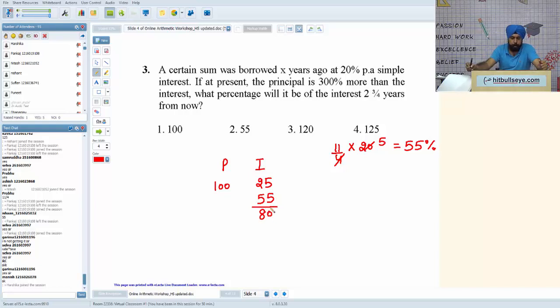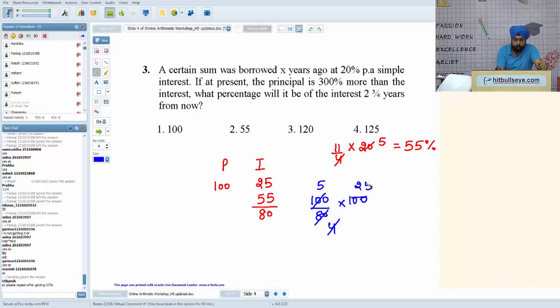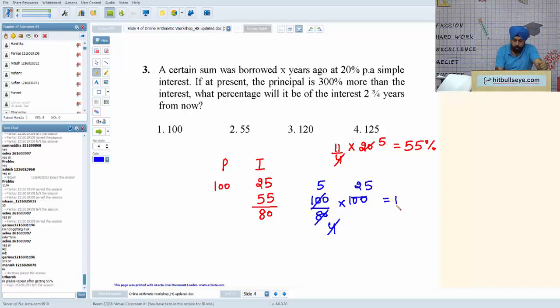So with this you have almost solved the question. Question is, principal is what percent of the interest? Now 100 is what percent of 80? So students, you know 100 by 80 you can cancel with 20, 5, 4 and 25. So your answer shall come out to be 125%. Utkarsh, I said you are getting 55%.